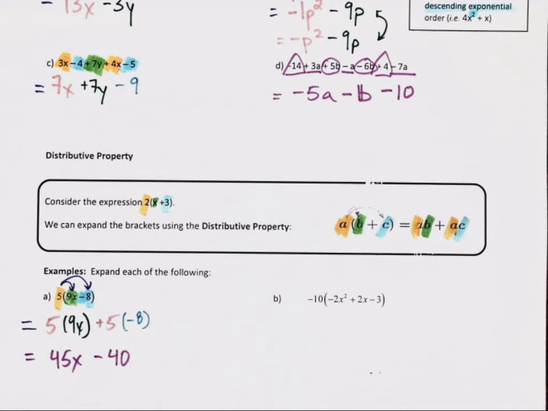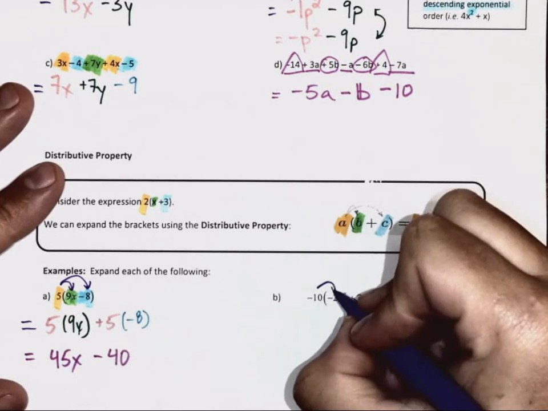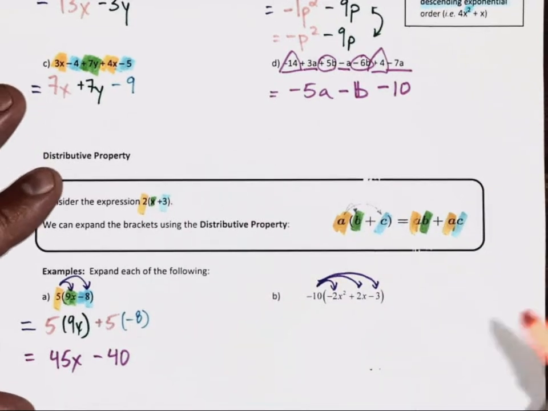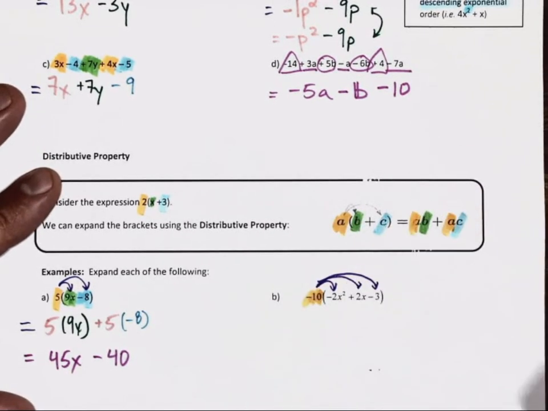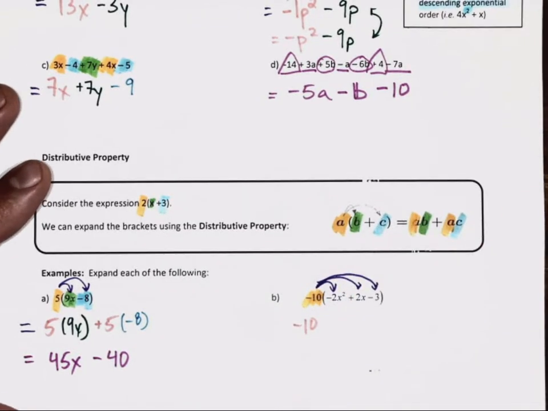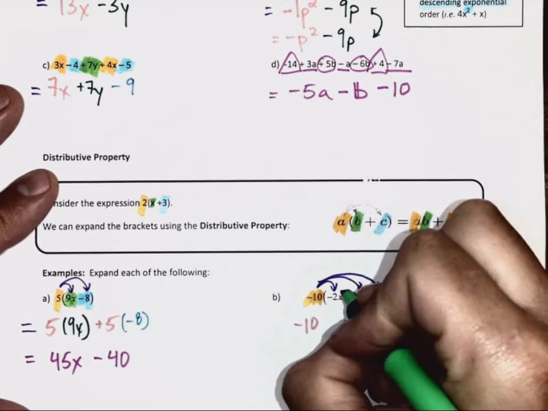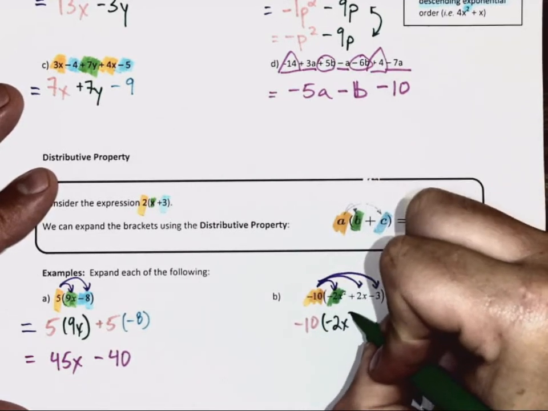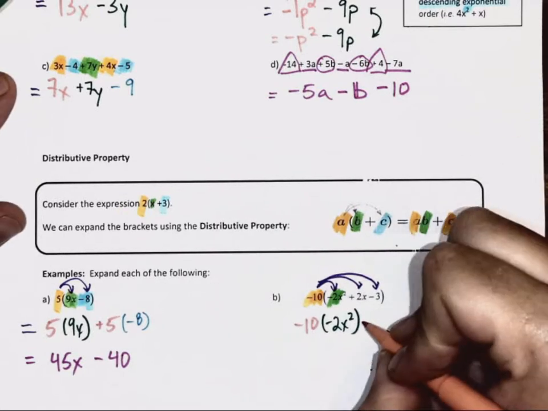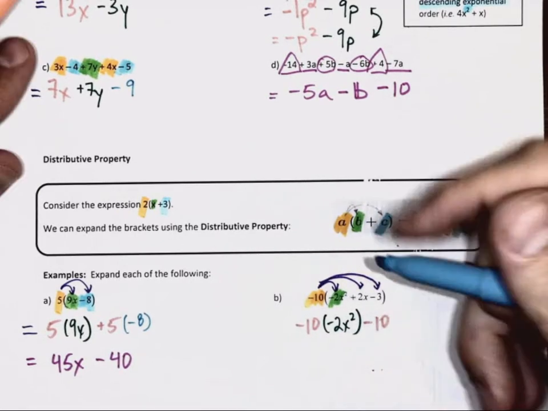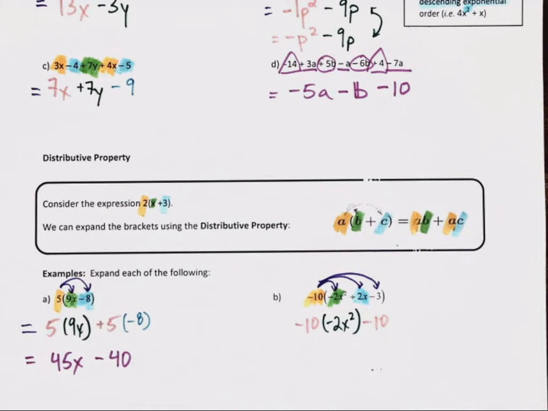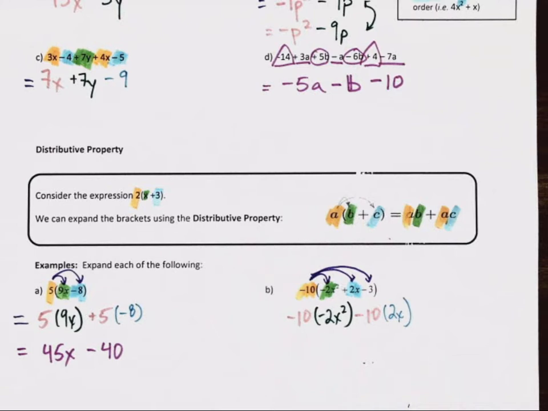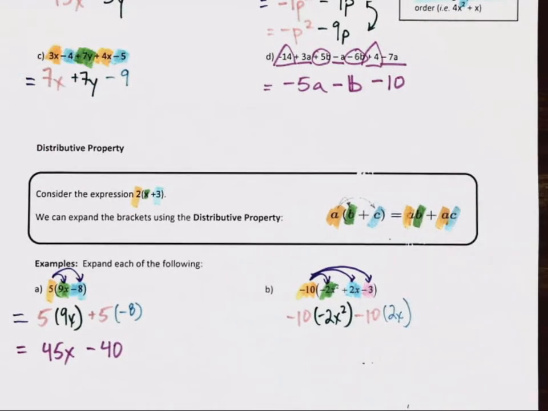There's 3 terms. That distribution just applies to everything in the bracket. So we're going to do it 3 times. So I'm going to have negative 10 times negative 2x squared, going to have negative 10 times 2x, and I'm going to have negative 10 times negative 3.